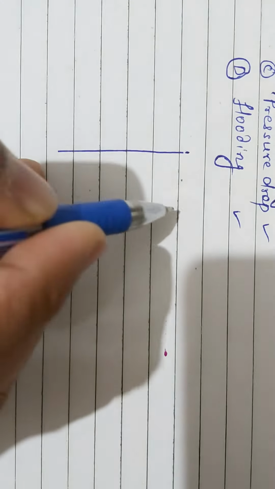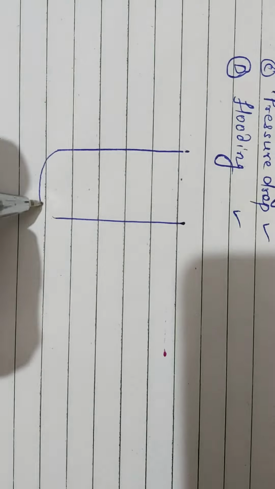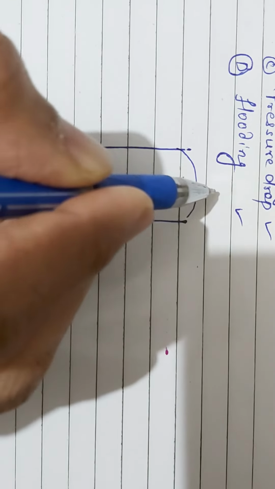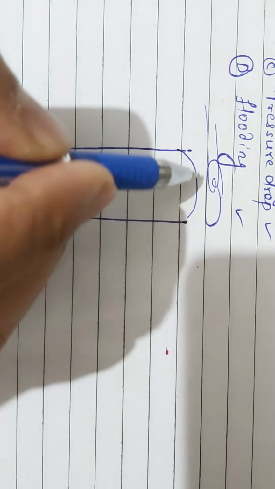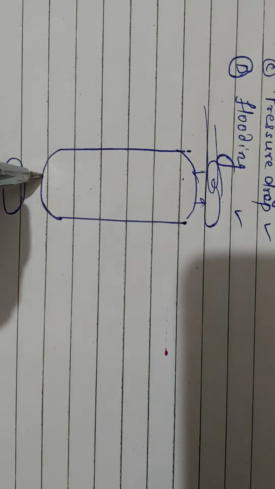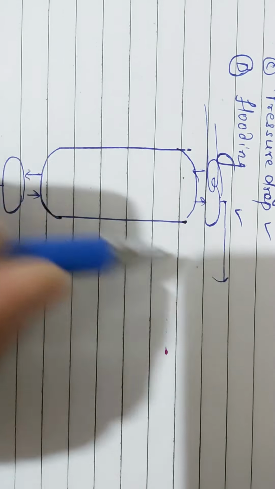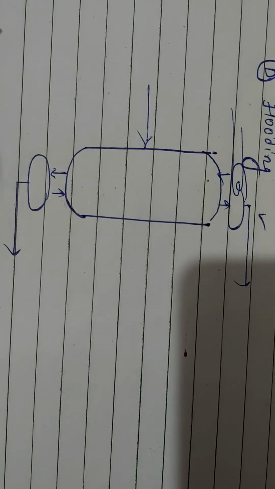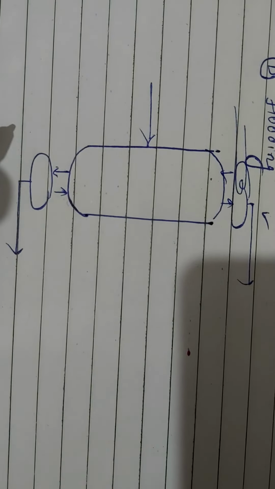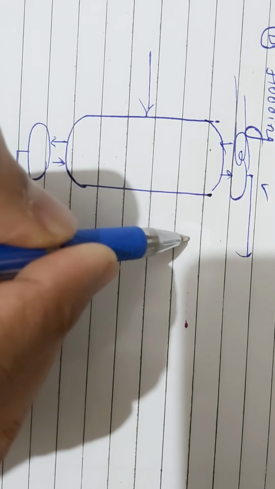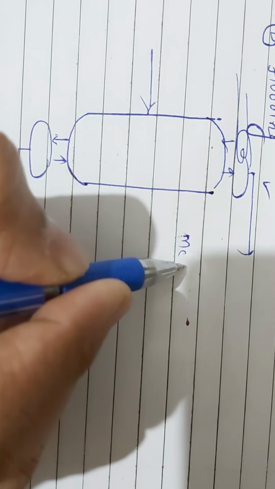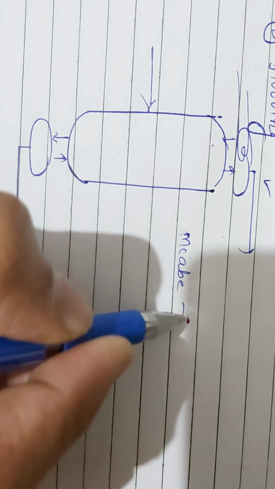Now to start with, we start with a distillation column. This is a typical distillation column. There is a condenser on top and a reboiler at the bottom. Now we design this first with the well-known McCabe-Thiele method.